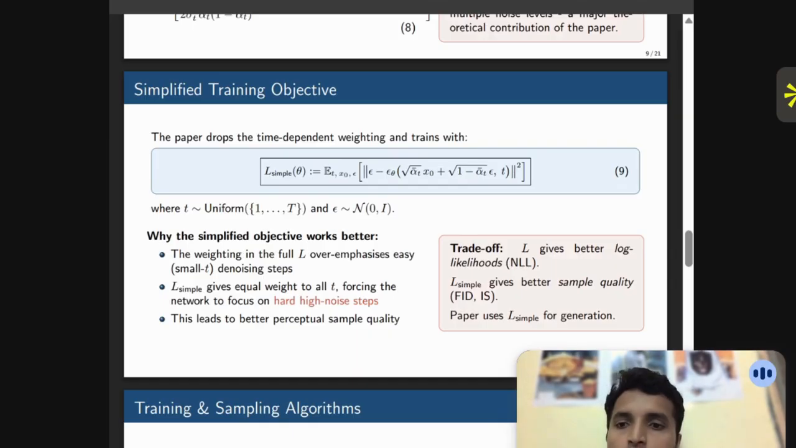That is how things have changed from the original loss function, where we assigned different weights to each step, to a model in which we assign equal weights to each and every step. The trade-off here is that L simple gives us better sample quality, whereas the original loss function that we defined earlier gives a better log likelihood. But we'll see how that is something we are okay with having here.